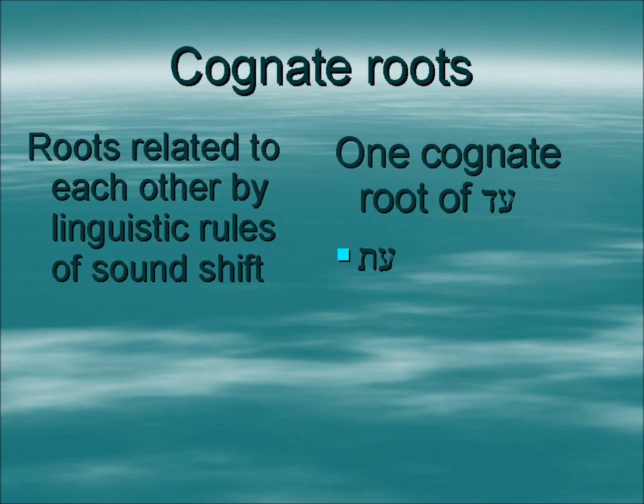Cognate roots are roots that are related to each other by linguistic rules of sound shift, and we're just going to look at one cognate root of this ayin daled root today, and that's ayin tav. Daled and tav are both dentals. They're formed in the same place in your mouth. D has a voice with it. T is voiceless.